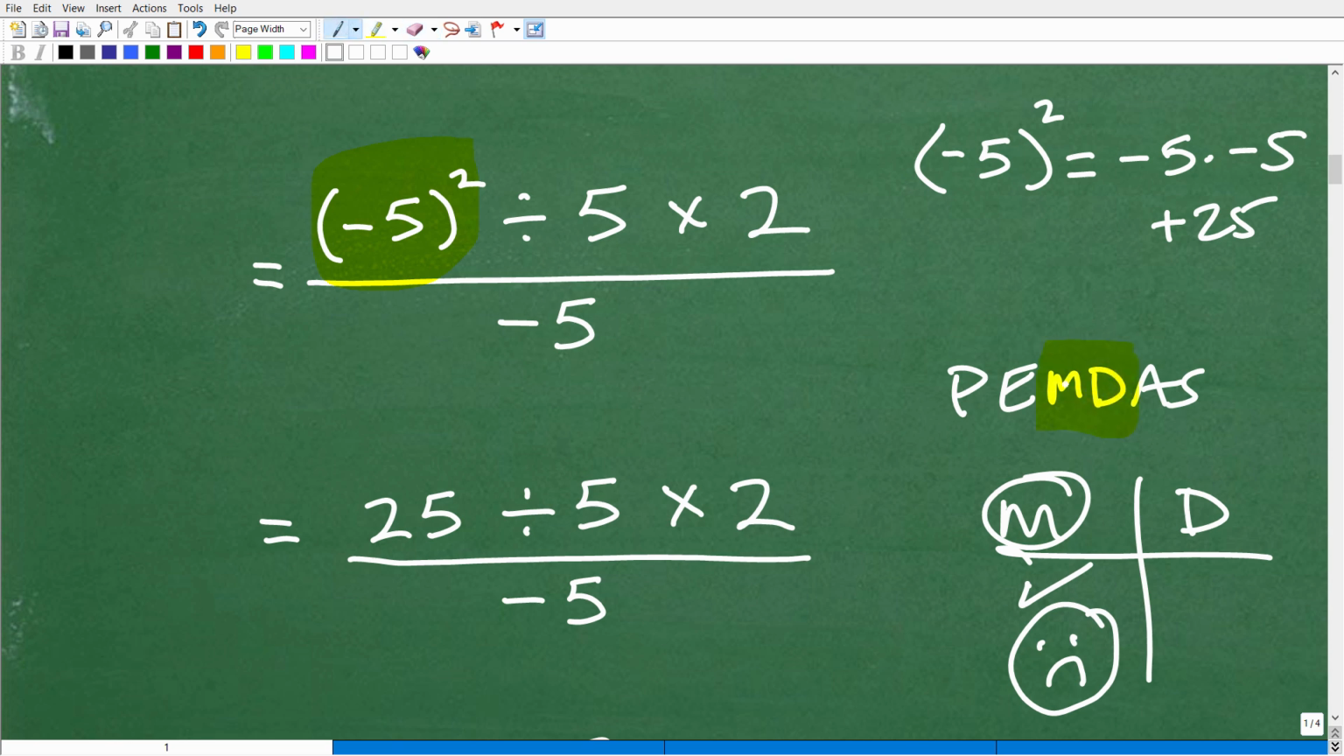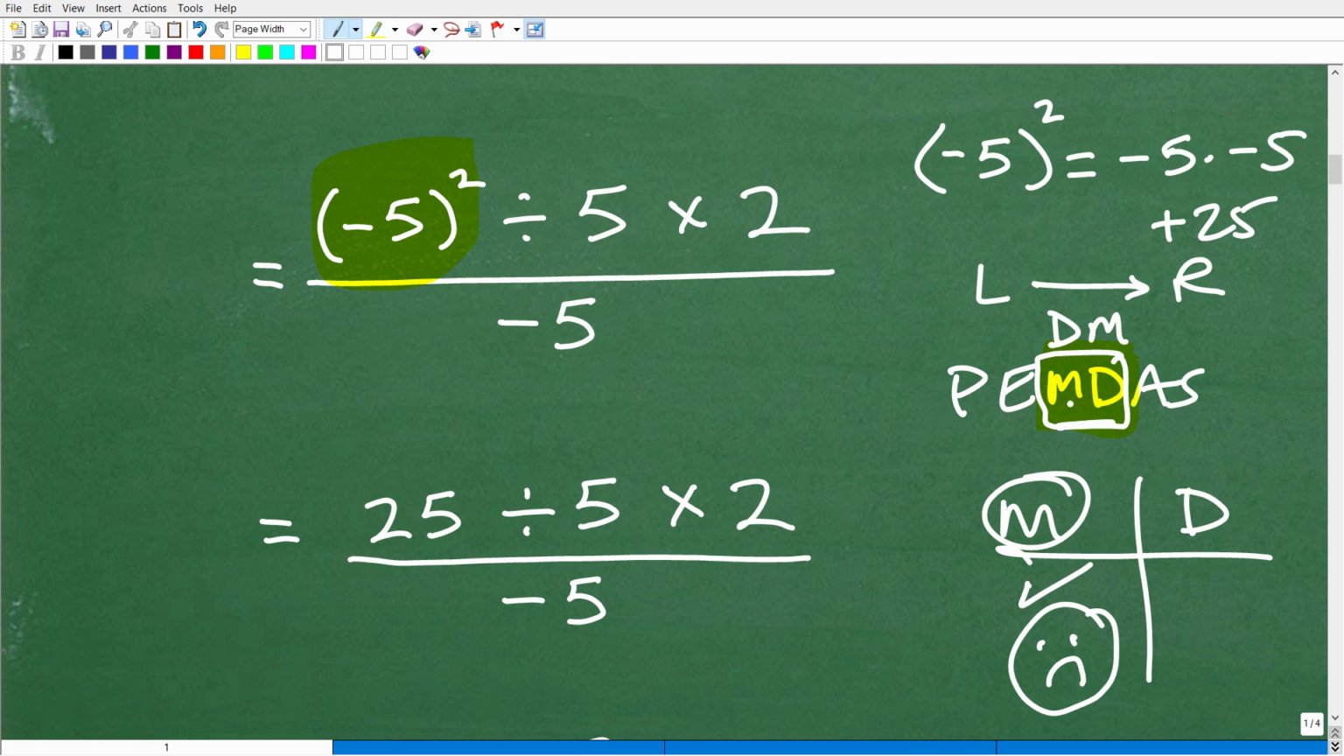So the way PEMDAS works is M and D are the same. So I can write this acronym as D and M. It doesn't make a difference. It's whatever you see first from left to right you're going to do. So we're going to look for multiplication and division. Do we see multiplication and division? Yes, I do, right here. And the fraction bar here is also division, but you're going to just do the numerator first, and then we'll finish up later.